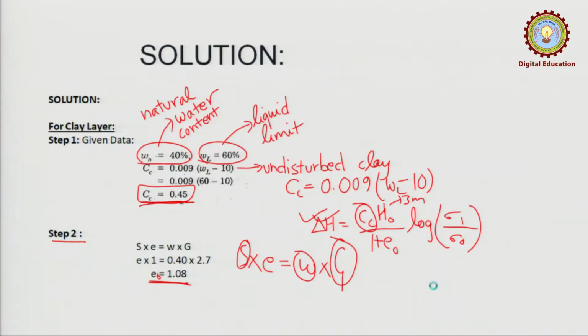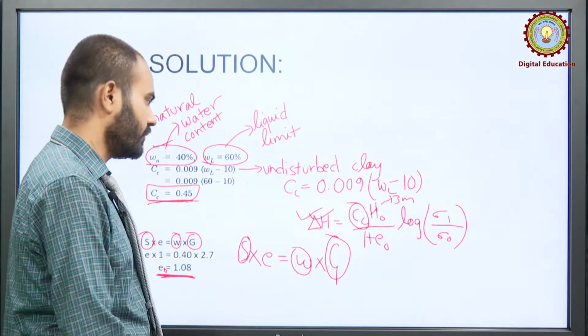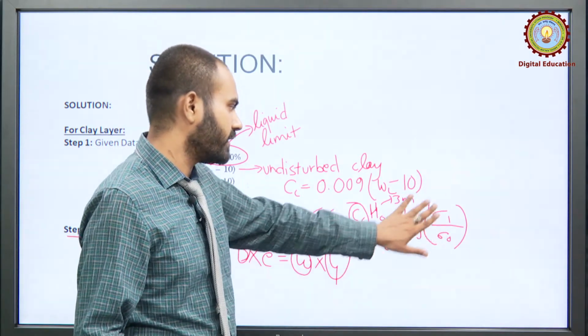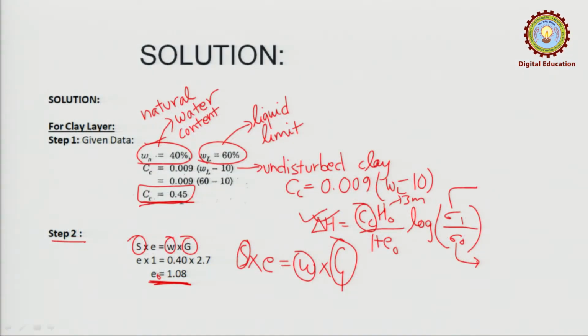So, in this question W is also already given to us. So, G we know, S we know, W we know. So, just find out E. Okay. E we get out to be 1.08. So, now we know this and we know this. Now, we are to find out this only. What is this? This is the initial and this is the final.